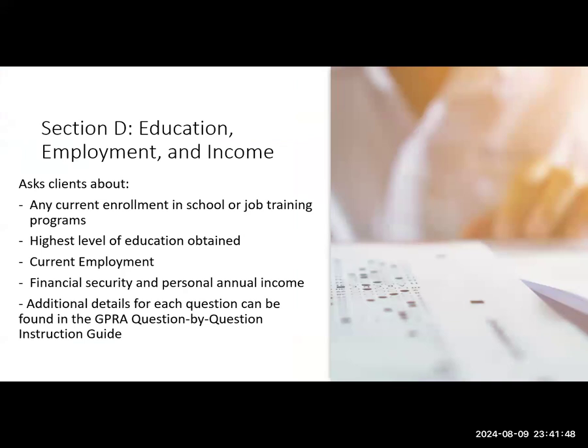Section D covers education, employment, and income and asks clients about any current enrollment in school or job training programs, about their highest level of education that they've obtained, about their current employment status, and about their financial security and personal annual income.